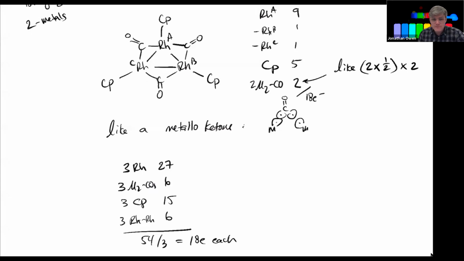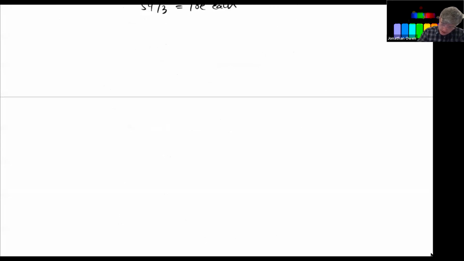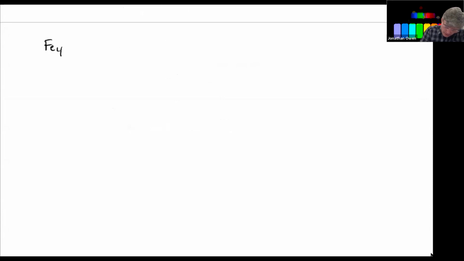Okay. Let's do this one again. This time we're going to go to a little harder version. We're going to go to iron 4, eta 5, C5, H5 4 times, mu3, CO 4 times.